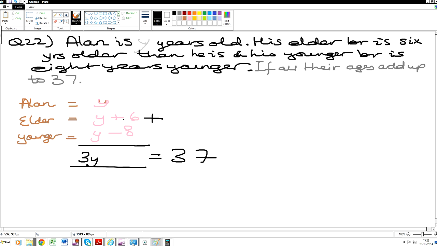What is plus 6 minus 8? Minus 2. Minus 2. That's weird, Daniel. It's weird. It's called negative numbers. I know. It's not weird. It's called maths. Okay. Right, we've got to work out the value of y.